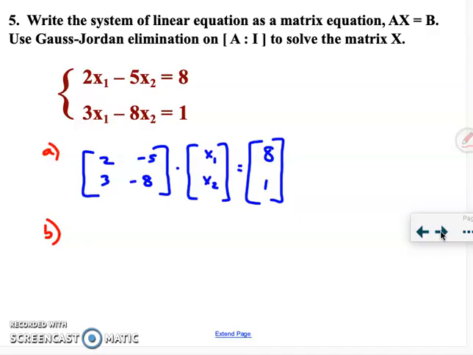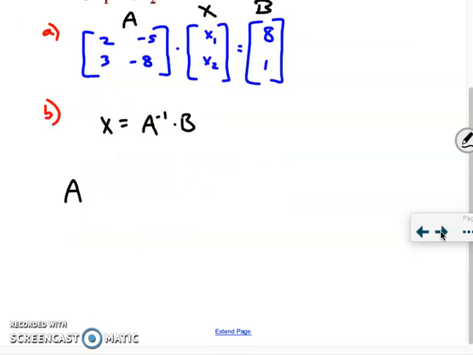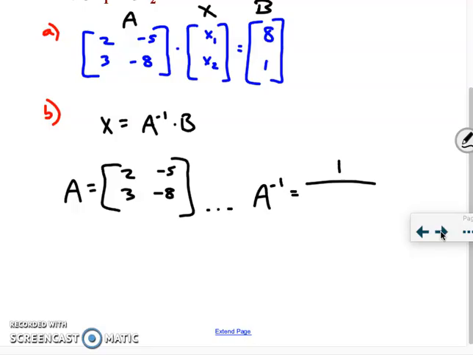Second part B, this is where we want to get into the idea that, hey, X is going to be equal to A inverse times B. So the real issue that we have in front of us, again, this was AX equals B, is we have to look at matrix A and figure out a way to find A inverse. So that's 2, negative 5, 3, negative 8. We need to find A inverse, which we know, if we use the formula, which we don't have to use, but the formula would be 1 over AD minus BC times my new matrix where D and A swapped places, B became its opposite, C became its opposite.